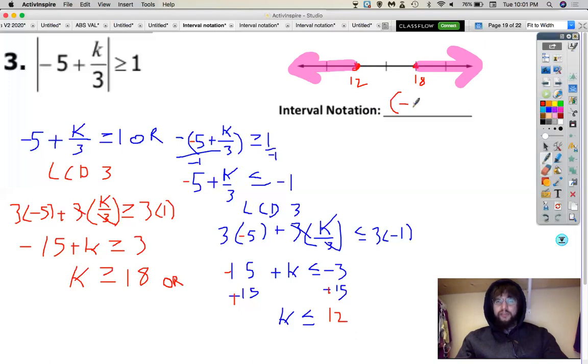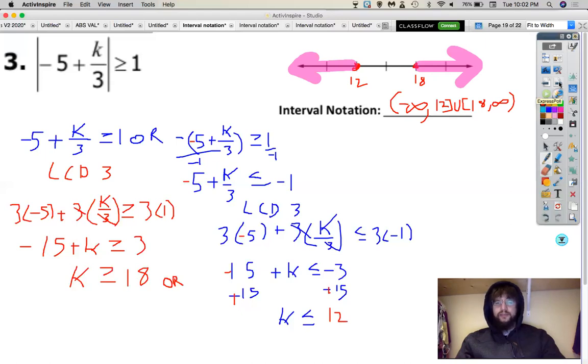Write interval notation. Negative infinity to 12 inclusive, union, 18 to infinity. And we don't include infinities ever. So after that little pickup right there, we're good. Make sure you copy your problem correctly.